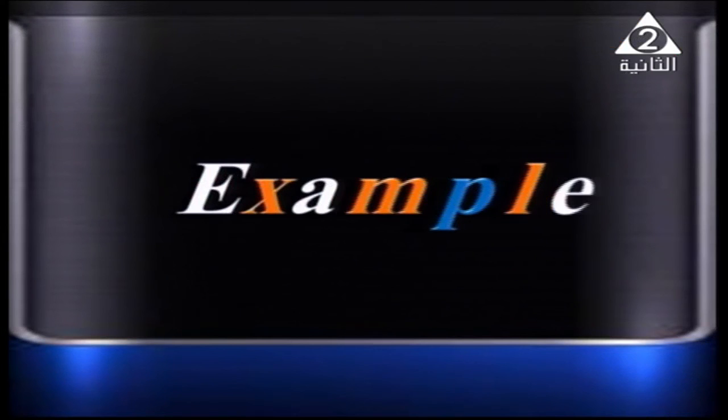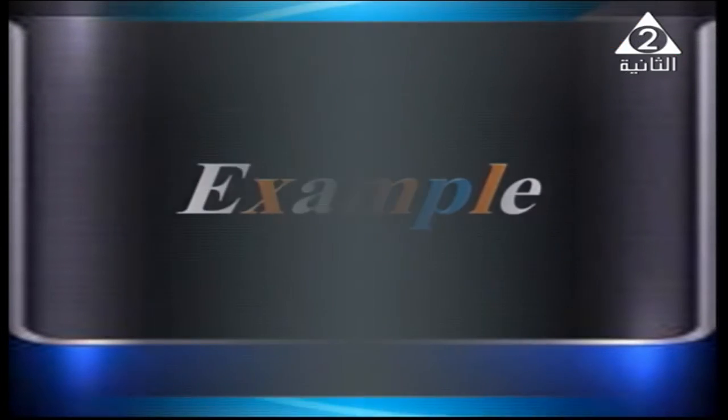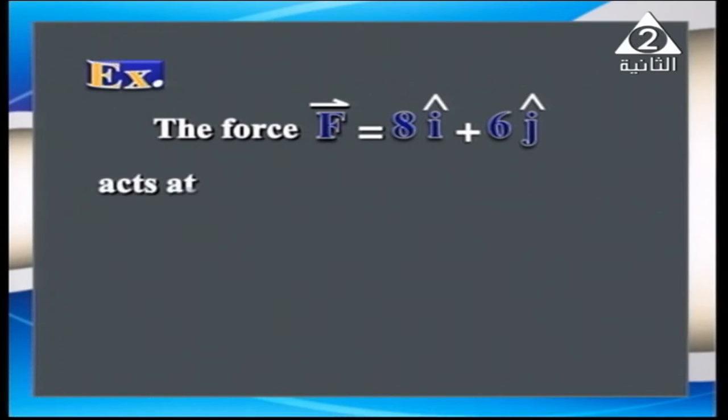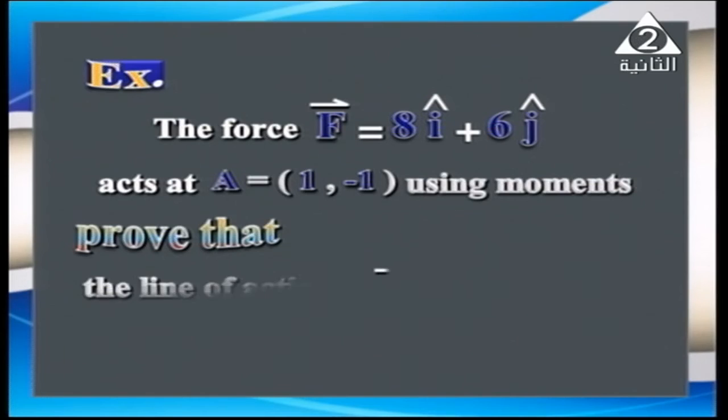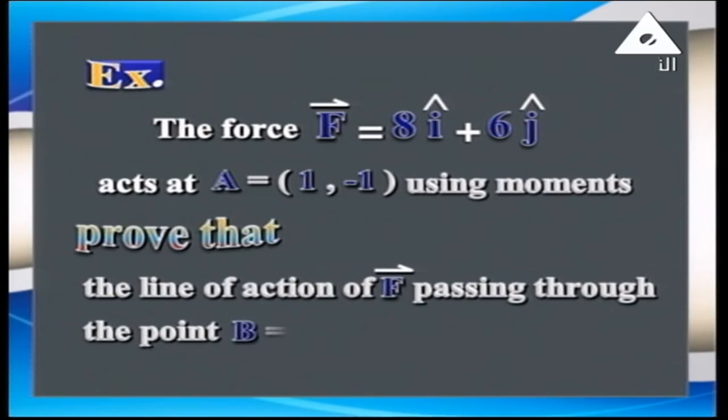Another example. The force F, my dear student, 8i plus 6j, acts at A(1, negative 1). Using moment, prove that the line of action of F passes through the point B(negative 3, 2). My dear student, how do we prove that the line of action of F passes through B(negative 3, 2)? It means the moment at B equals 0. Solution.